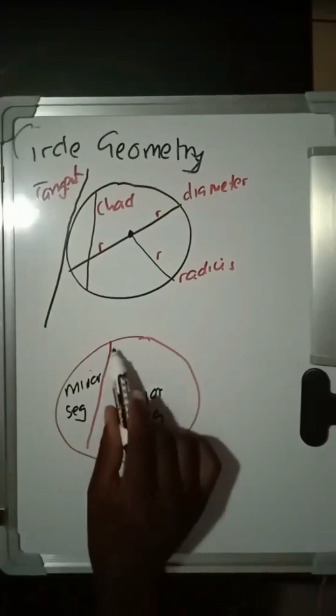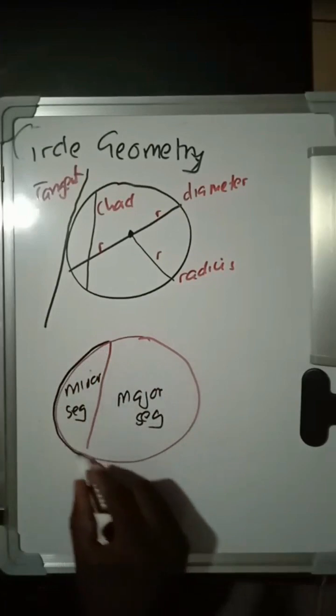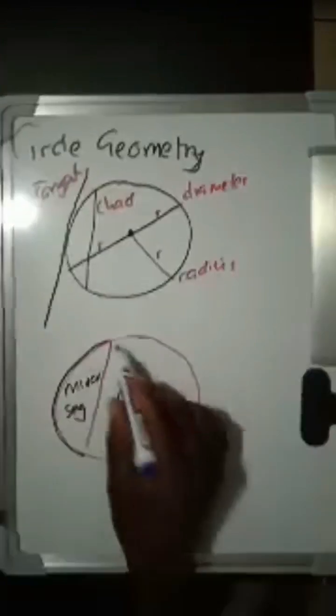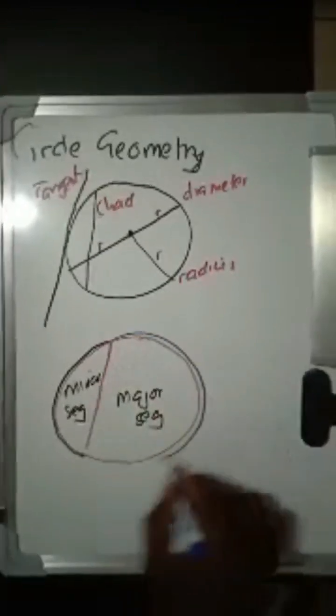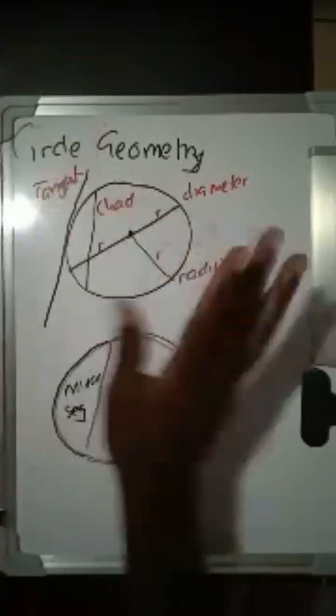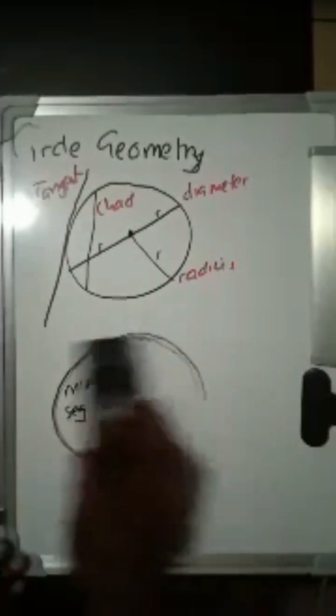You have the minor arc. I'm going to trace the minor arc, and on the other side we have what we call the major arc, which is in blue there. So it is very important to know these properties, guys. The tangent only touches at one point. The diameter is 2 times the radius. It is also very important to know that the radii of a circle are equal, just like the spokes of a bicycle.